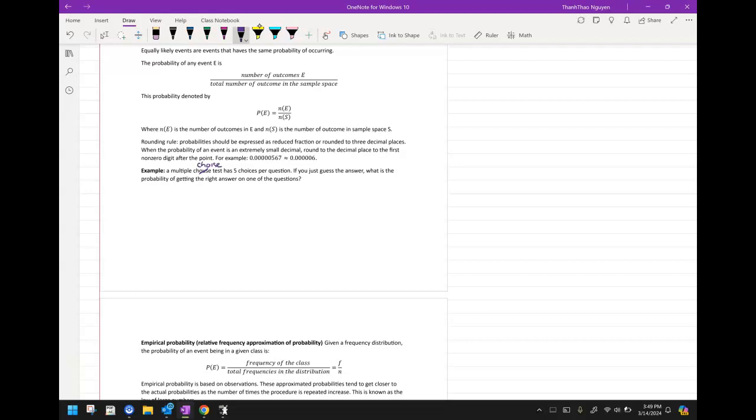For example, a multiple choice test has 5 choices per question. If you guess the answer, what is the probability of getting the right answer on one of the questions? So in one question, we have 5 choices, and there is only one correct choice. So the probability of a correct choice is equal to 1 divided by 5. So this is 0.2, or about 20%.